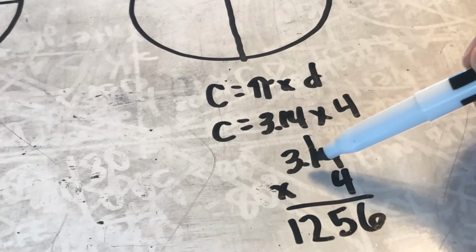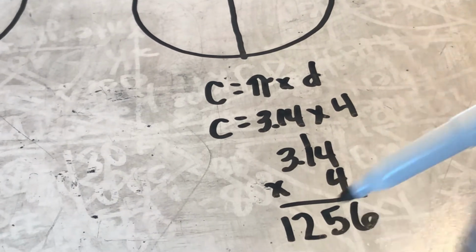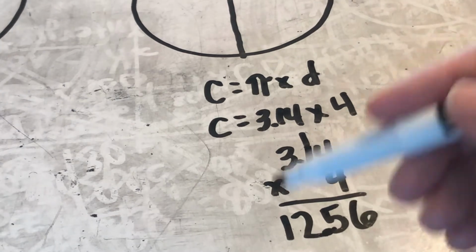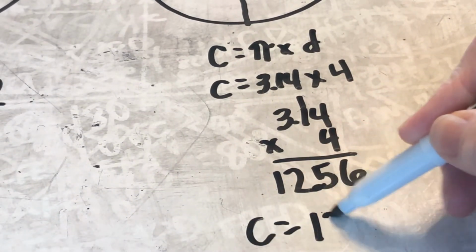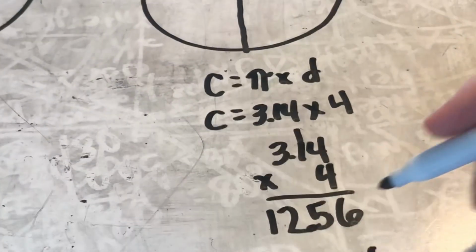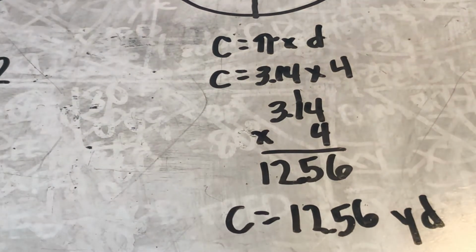How many numbers do I see behind a decimal point? I see 2 numbers behind a decimal point here. I know I have to have 2 numbers behind a decimal point here. We can't forget that. So in this case, C is going to equal 12.56 yards. We can't forget our label. Okay? If we have diameter, that's what it's going to look like.